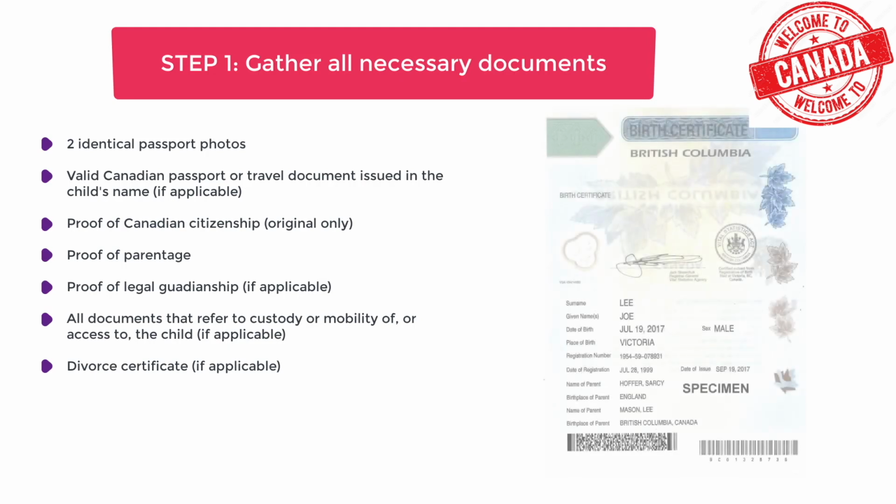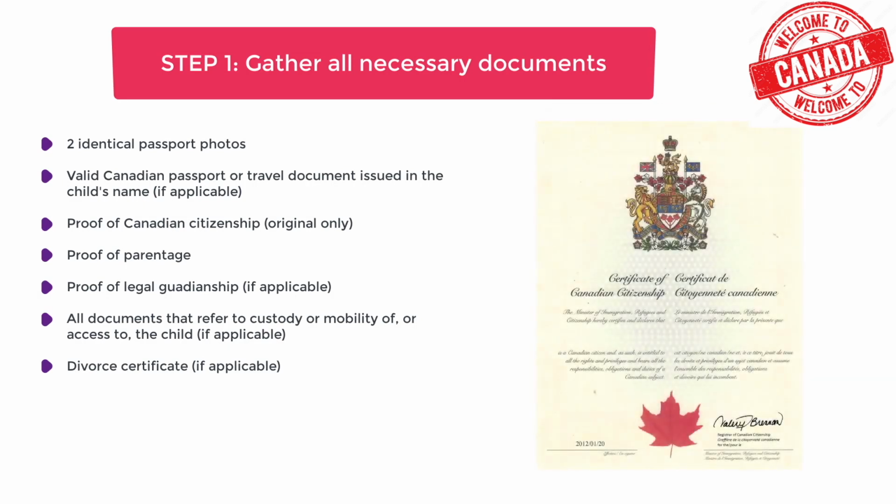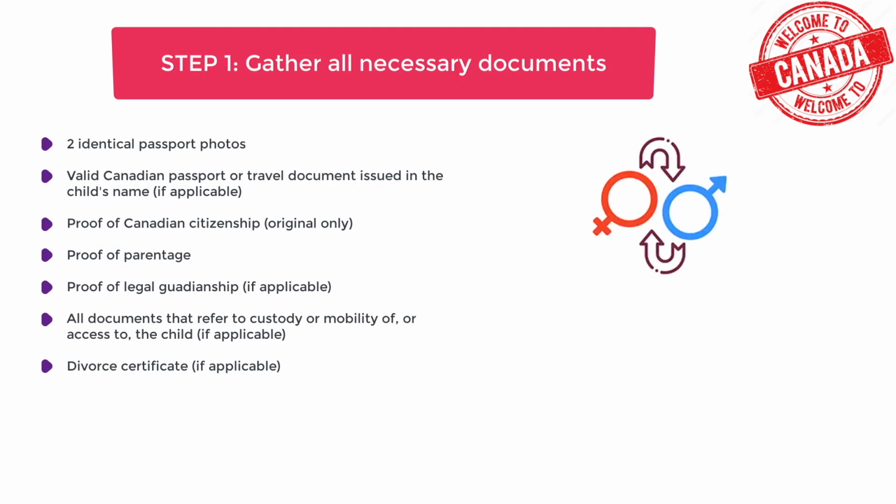You need to submit your child's original Canadian birth certificate or Canadian citizenship certificate as proof of your child's Canadian citizenship. The document will be returned to you. You can choose or update your child's gender identifier on the new application.